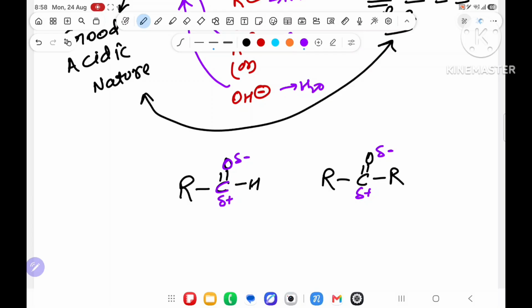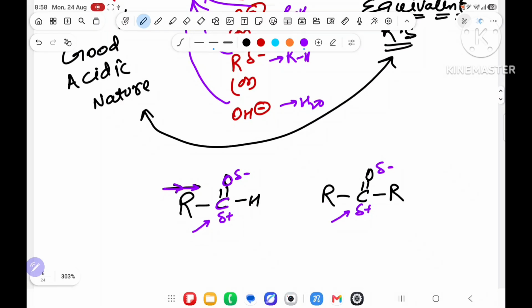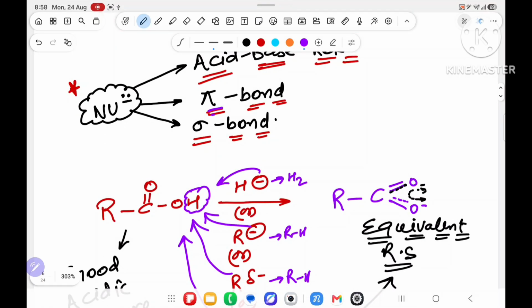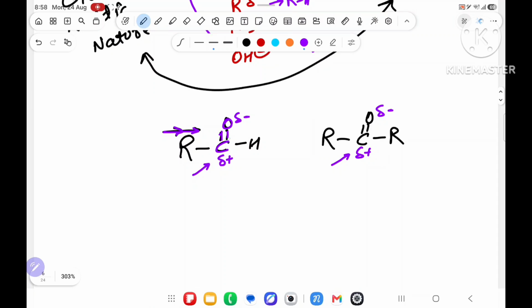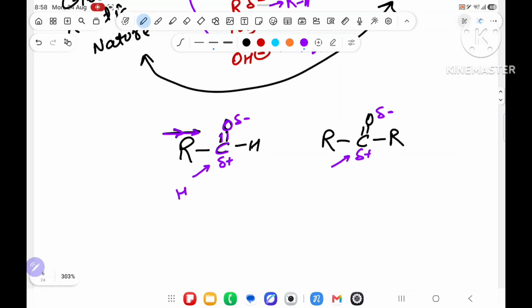Now what happened? H minus wants to attack over here, H minus is there. H also wants to attack over here. This side CH3 is giving a plus I effect. I am saying over here the acid-base reaction is not possible. If the acid-base reaction is not there, then it will try to attack the pi bond. So over here the pi bond is there, it will take a little bit of negative charge and positive charge due to electronegativity difference. Now H minus will try to attack over here.